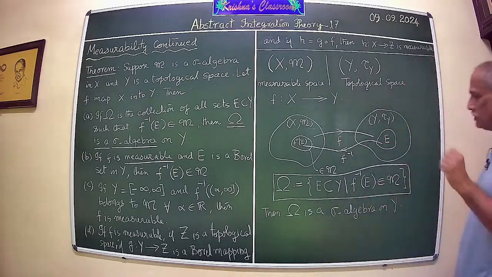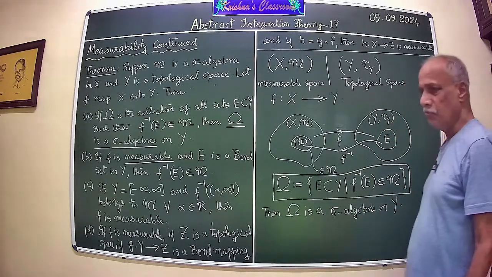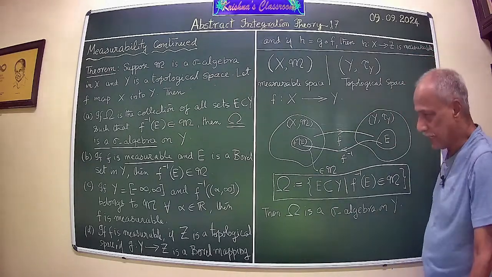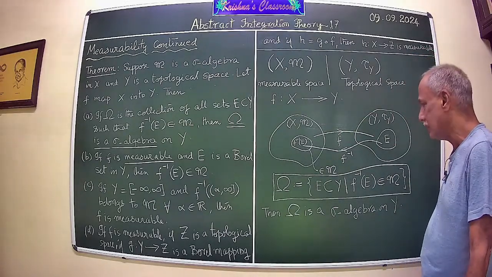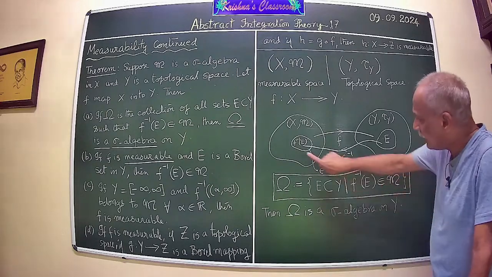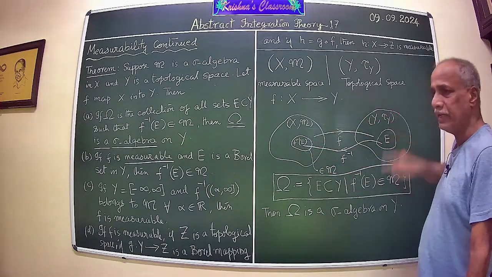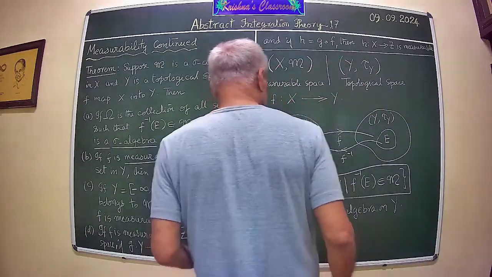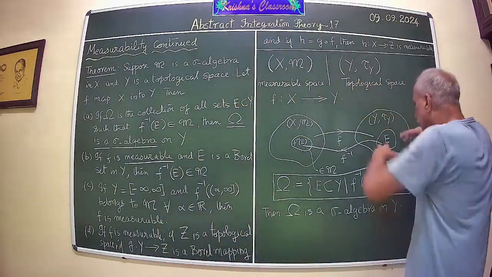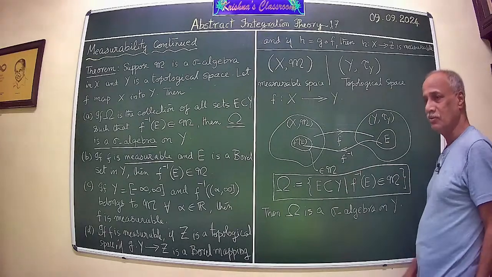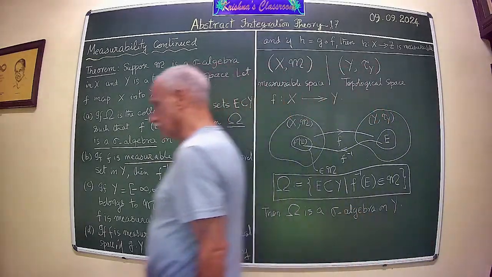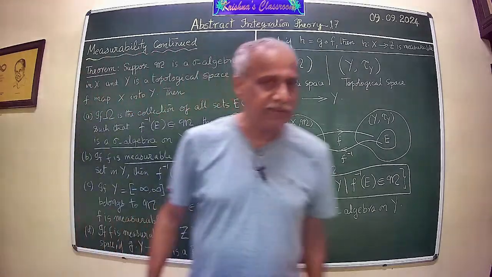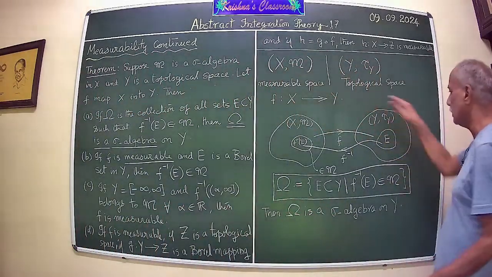See, the significance of this result is that from a sigma algebra on X and functions defined from X into Y, where Y is a topological space, you can construct different sigma algebras on Y. Okay, once we prove this result. So that's a way of generating new sigma algebras.